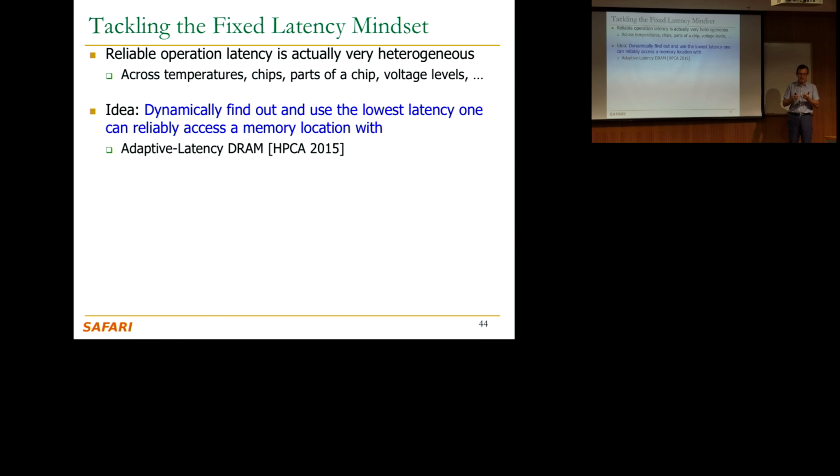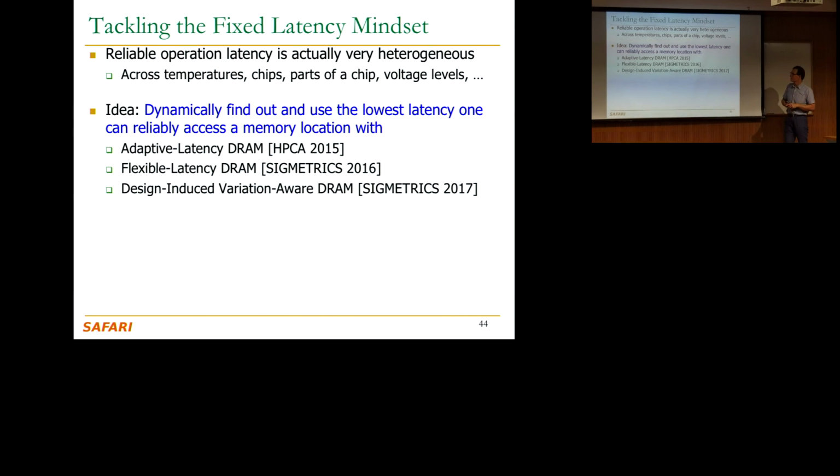Basically we're exploiting latency heterogeneity because of temperature, as well as module-to-module reliable operation latency heterogeneity. And then this is basically static. Somebody specifies these parameters. Then we're going to look at different approaches: flexible latency DRAM that looks at heterogeneity inside a chip or inside a module. And then we're going to try to analyze the causes of the latency variation inside a module and look at why there's systematic variation in latency, and try to come up with methods for dynamically figuring out the lowest latency one can access a chip with.